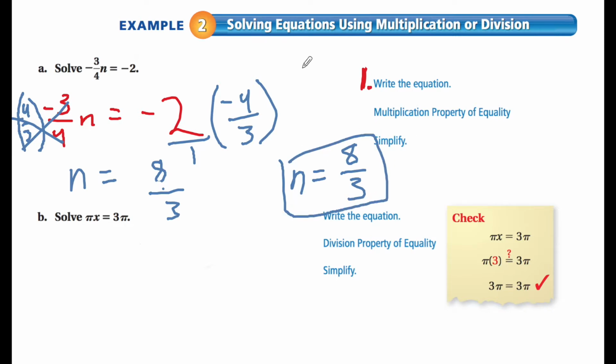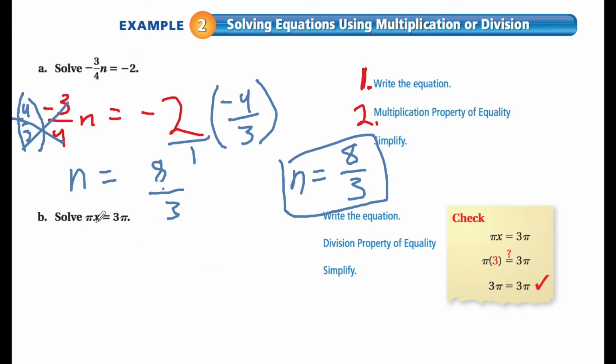So we went through step 1, we wrote the equation, we used the multiplication property of equality and multiplied by the reciprocal to cancel it out. And that got us n alone on one side of the equal sign. Next, we'll move to B.